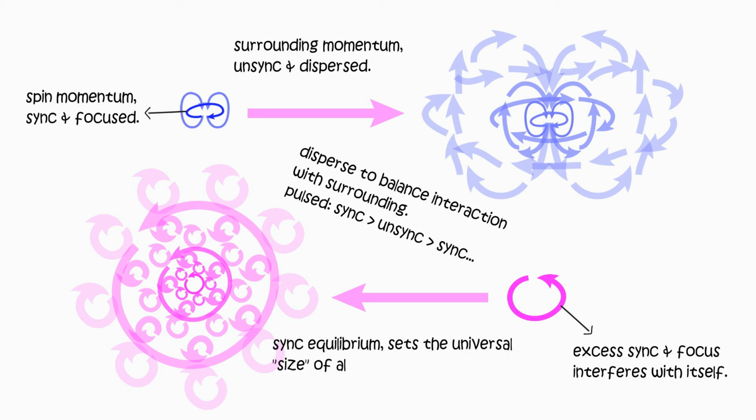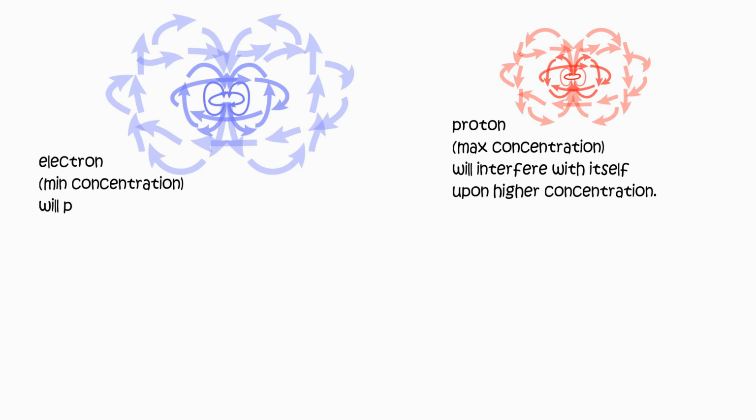Sync equilibrium determines the universal size and distribution of all protons and electrons, and their inclination to stay that way. Proton is maximum concentration, limited by interference. Electron is minimum concentration, limited by interaction.